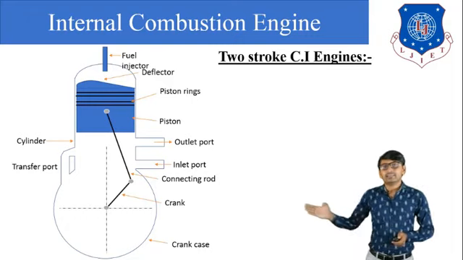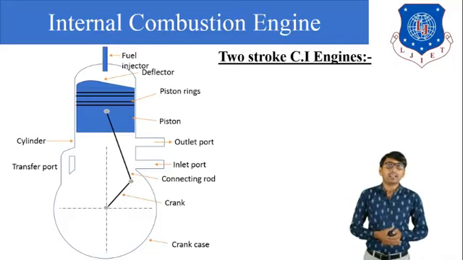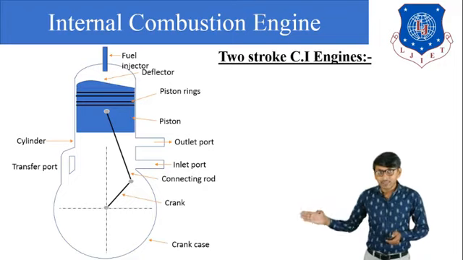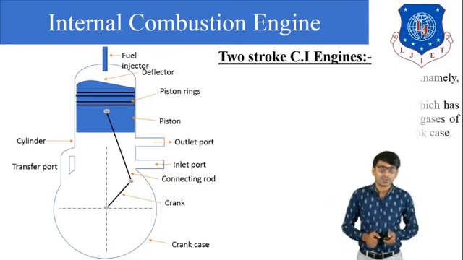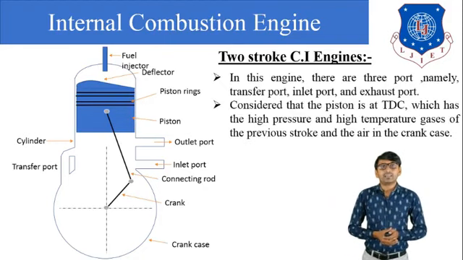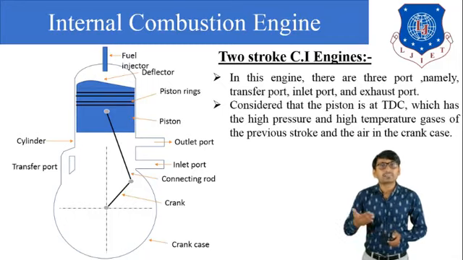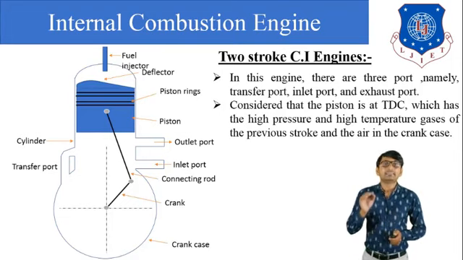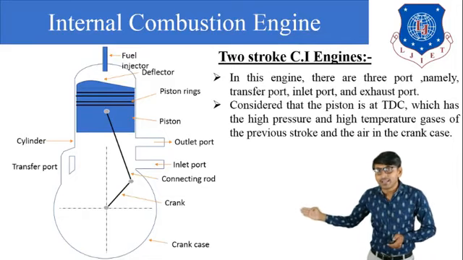Now, this is the diagram of a two-stroke CI engine: piston, cylinder, connecting rod, crank, and there are three ports: inlet port, outlet port, transfer port, and the fuel injector. And in this diagram, there is also a deflector at the top of the piston. Now, before the starting of the cycle, consider that there is high temperature gas at the upper side of the piston and only air in the crankcase.